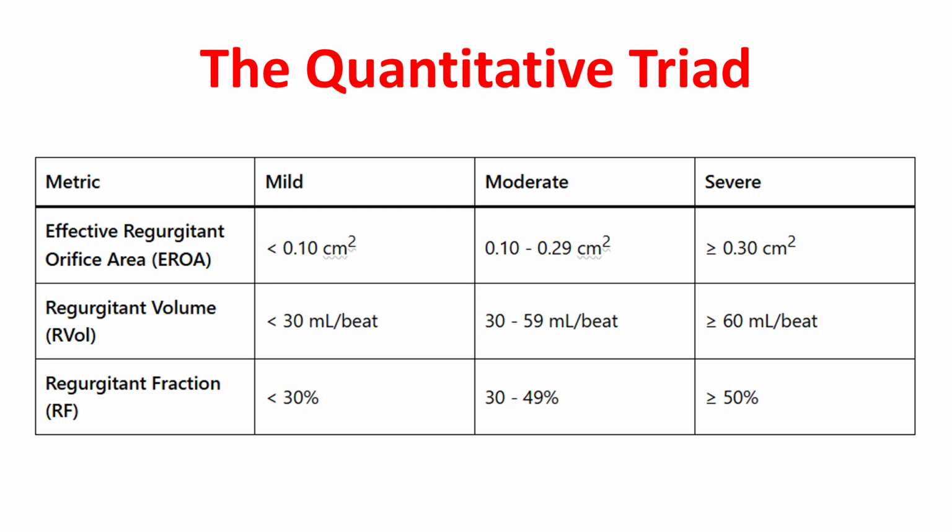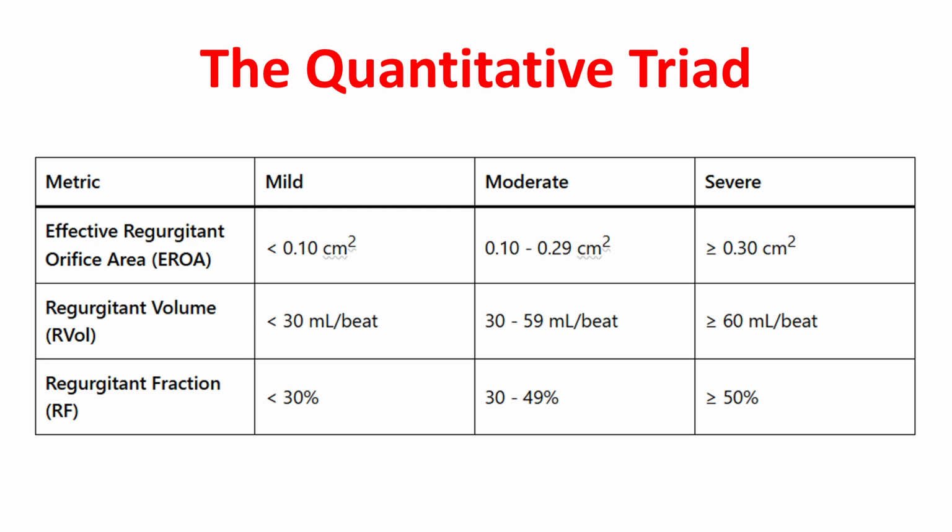The American Society of Echocardiography emphasizes three primary quantitative measures to define severe aortic regurgitation. Effective regurgitant orifice area less than 0.1 square centimeter is mild, 0.1 to 0.29 square centimeter is moderate, and 0.3 or more is severe. Regurgitant volume less than 30 ml per beat will be mild, 30 to 59 will be moderate, and 60 or more ml per beat will be severe.